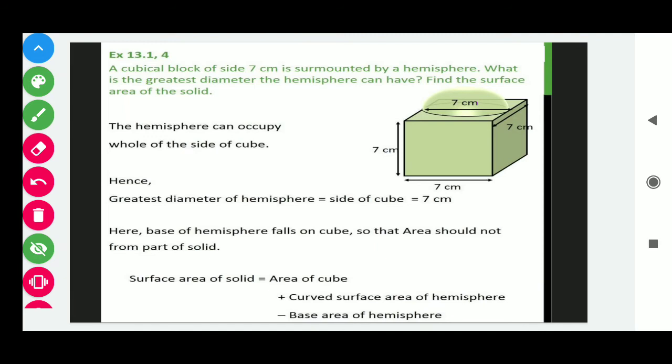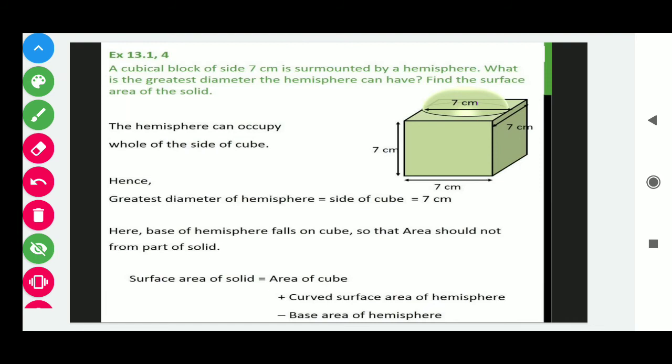This diagram, this picture, you can clearly observe in the masjid. Students, if you have ever gone to the masjid, then you can see a type of gumbad at the roof of the room. So this is just that kind of figure, and in this question they have asked, what is the greatest diameter the hemisphere can have? If you make a hemisphere at the roof, then the greatest diameter is equal to the side of the cube.